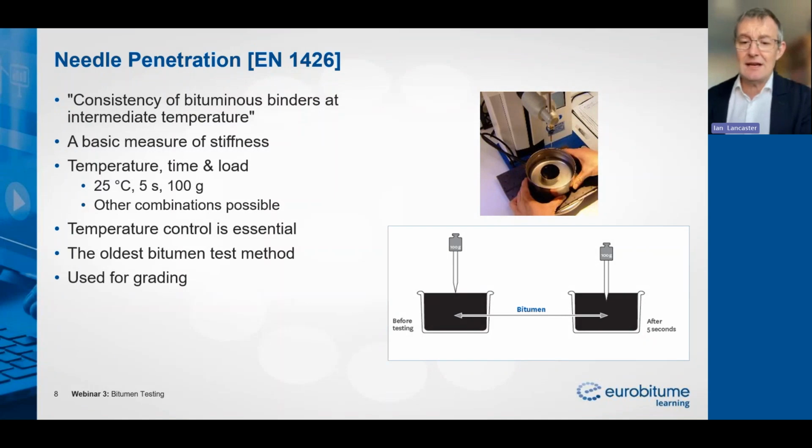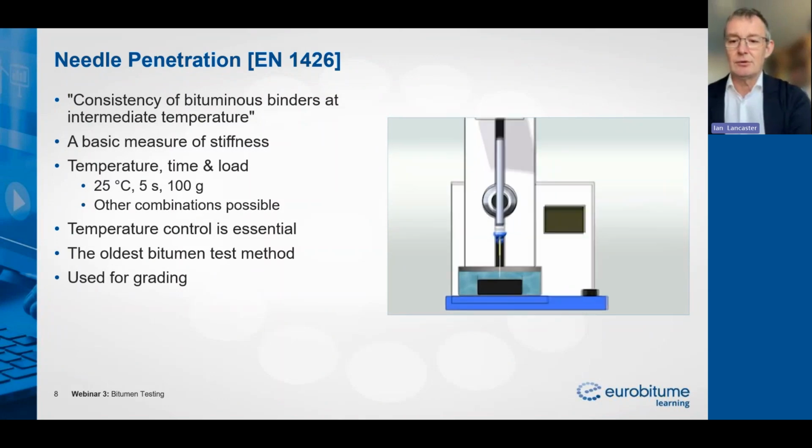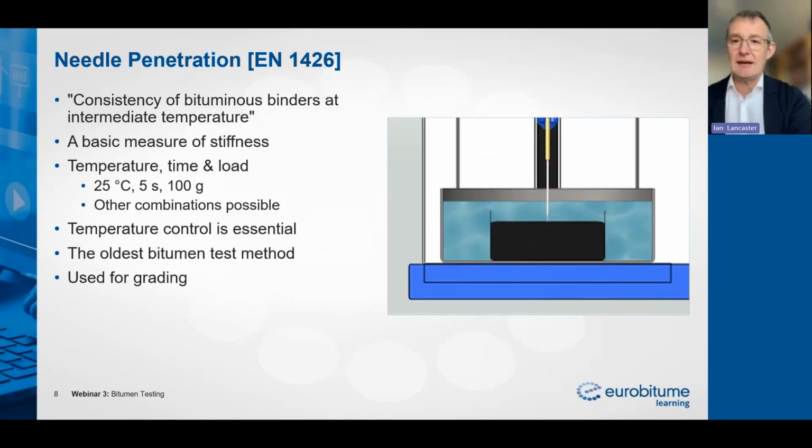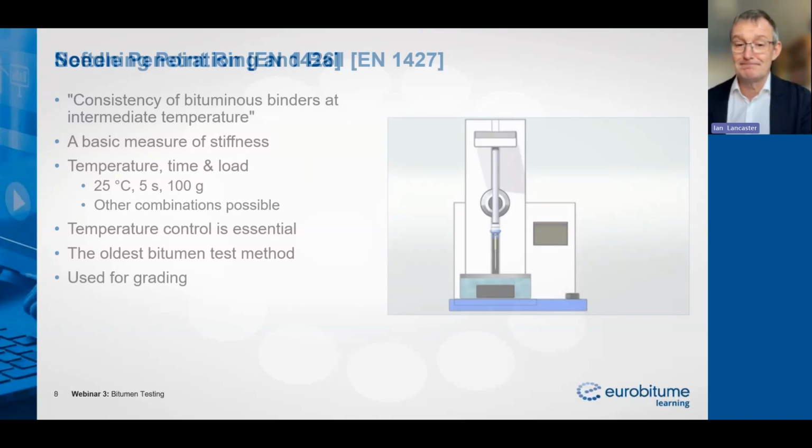You can see on the graphic there what happens as the needle falls into the bitumen, but we've got quite a nice little animation now to show you. Here you can see the needle being brought to rest just at the surface of the bitumen, and the test is carried out underwater. We allow the needle to penetrate for 5 seconds, and then we have our penetration number at the end of it. And that is needle penetration, the oldest of all the bitumen test methods.